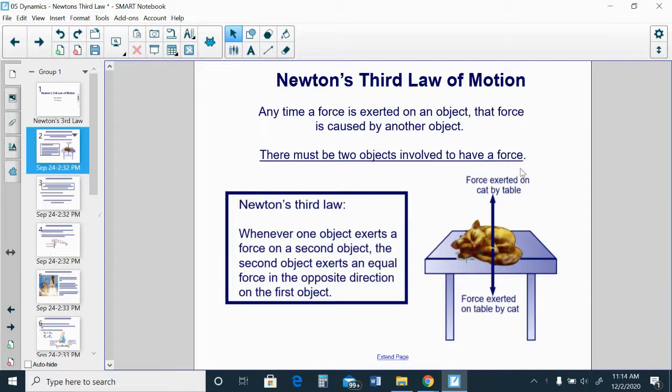Looking at the example below, we have a cat taking a nap on the table. We have two objects involved. One is the cat and the other is the table. So for Newton's third law here, the forces are the force exerted on the cat by the table, upwards, and the force exerted on the table by the cat, downwards. So two equal forces in opposite directions between two different objects.